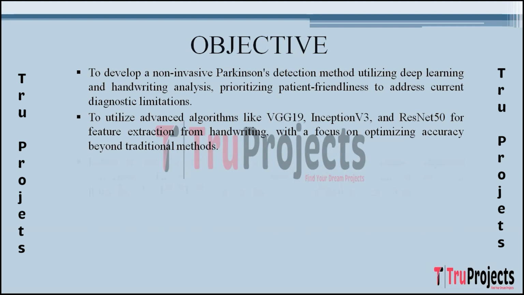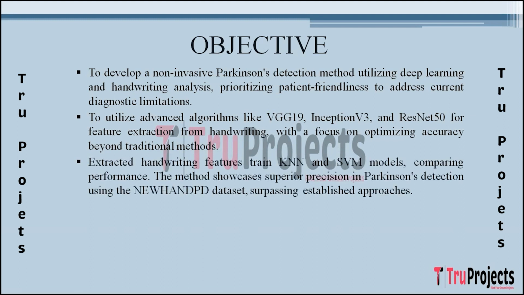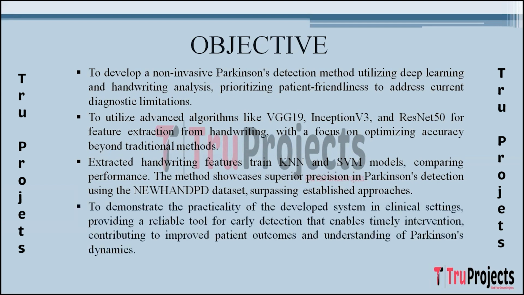And the features extracted from the handwriting are utilized to train both a k-nearest neighbors model and a support vector machine. The performance of these models is compared to highlight the effectiveness of our approach in developing a more accurate and reliable Parkinson's detection system. The assessment is conducted using the new hand PD dataset, validating the system's efficacy in surpassing established diagnostic methods. And we aim to demonstrate the practicality of our system in real clinical settings.